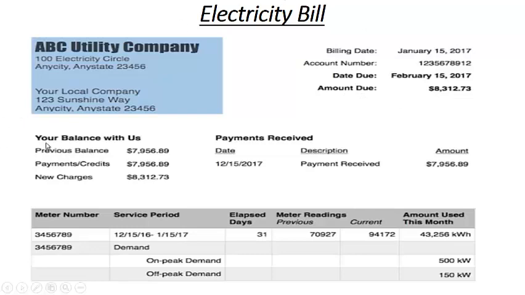This is another description, or we can say information, related to this bill. So the previous balance is this, and the previous payments are this on this date, already done. Description is payment received, and the payment receipt is for the full amount. So the new charge is 8,312.73. I will show how this new charge comes out to be 8,312. This is again a type of three-part tariff.